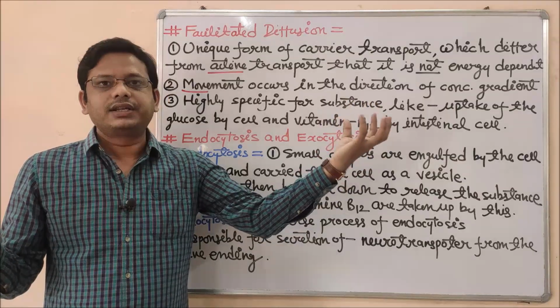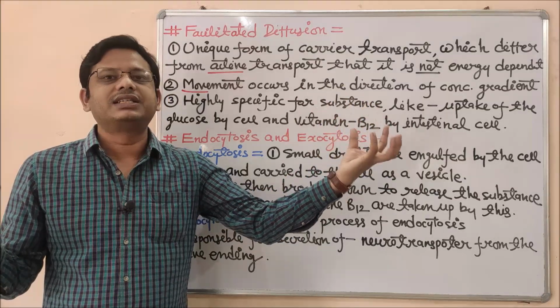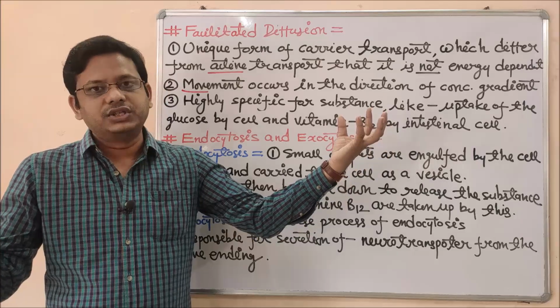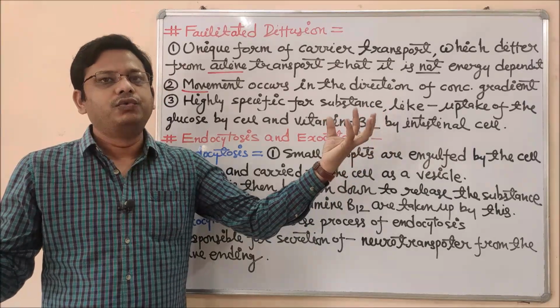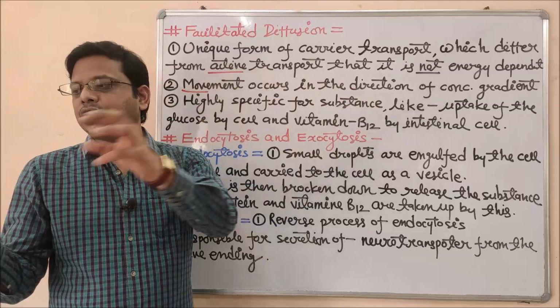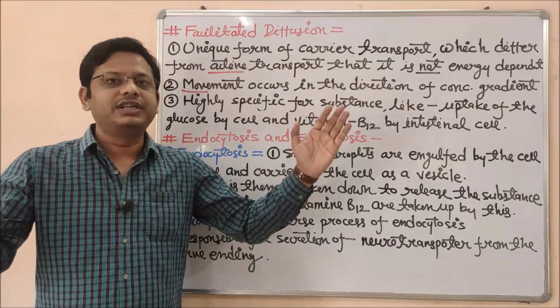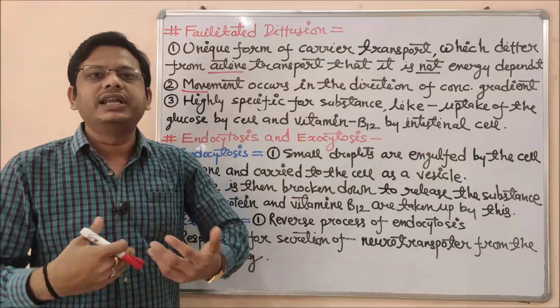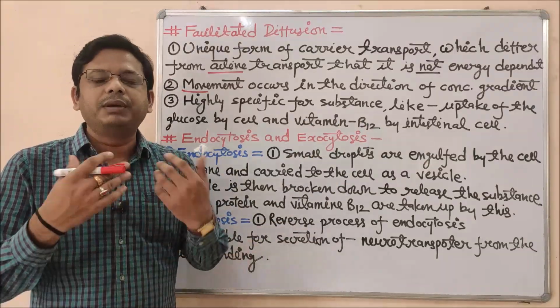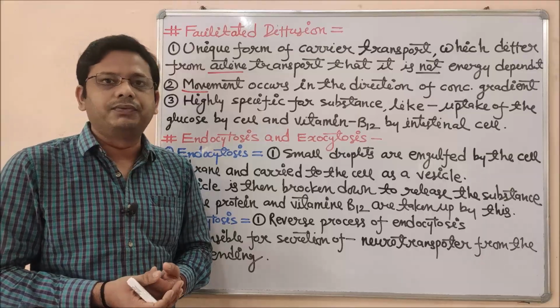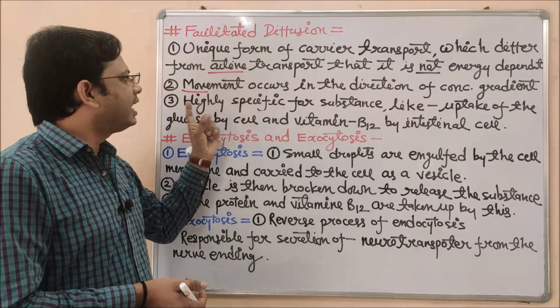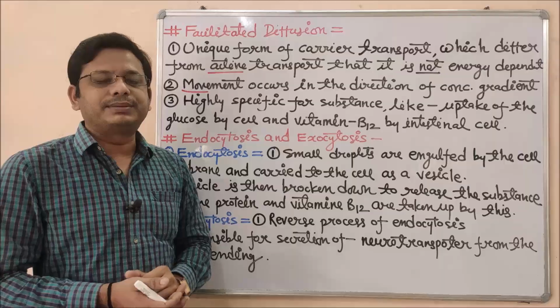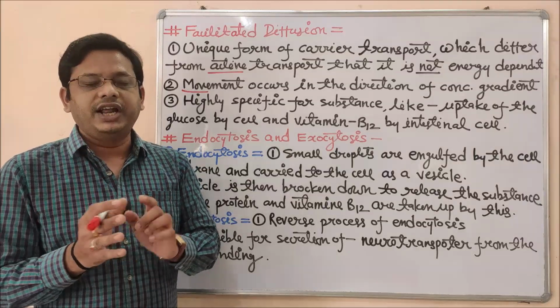Suppose in this plate, in this part, the concentration is higher as compared to this one. So the movement of molecules will take place from the higher concentration toward the lower concentration. That means there is a difference of concentration between these two substances. It may be a liquid or a solid, which is based on the process of diffusion.